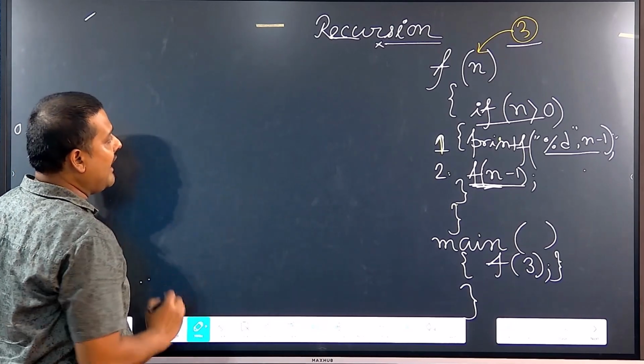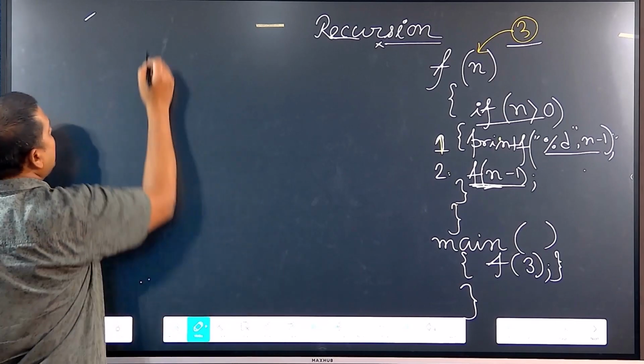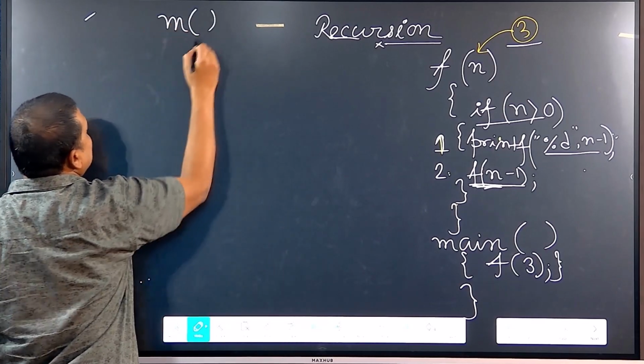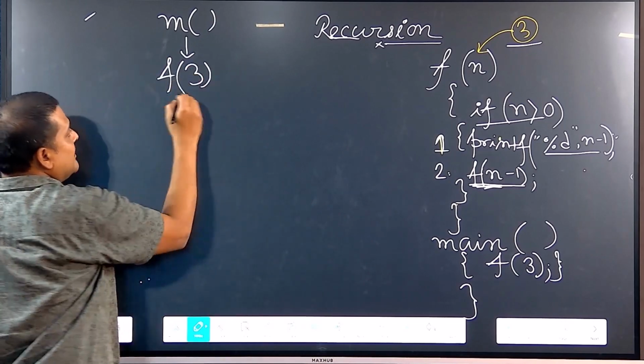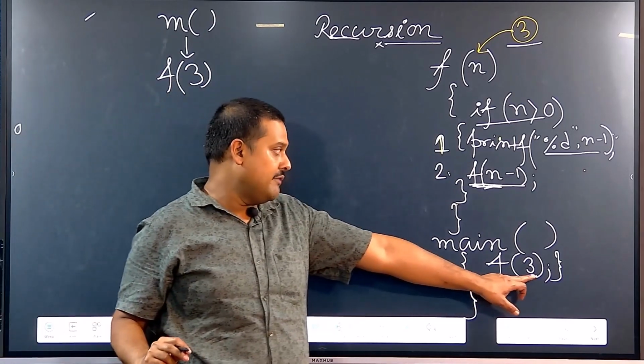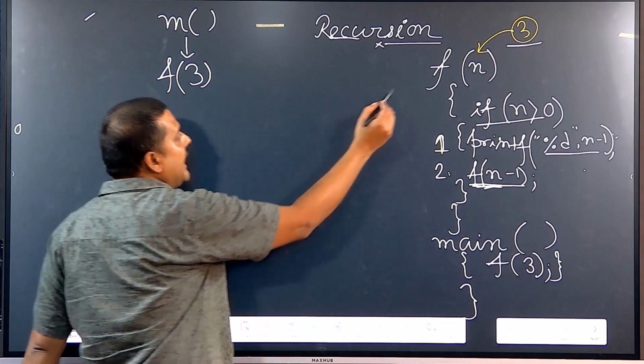Okay, so have a look here. When main is called, this is our main function. Main is calling function f with the value 3. That means the value of n is 3.